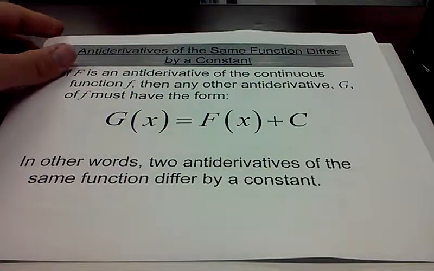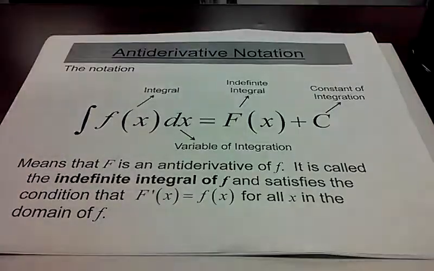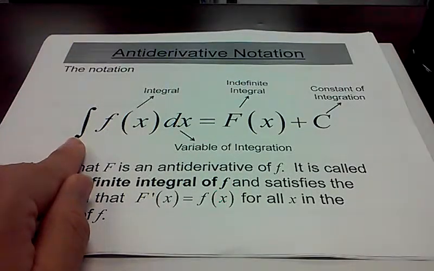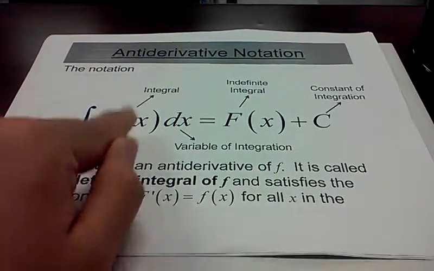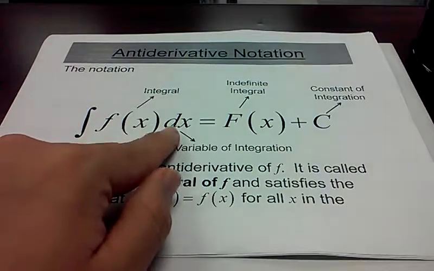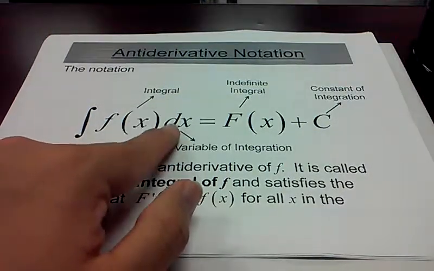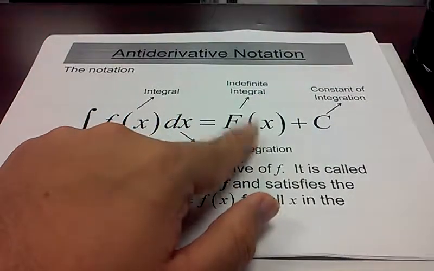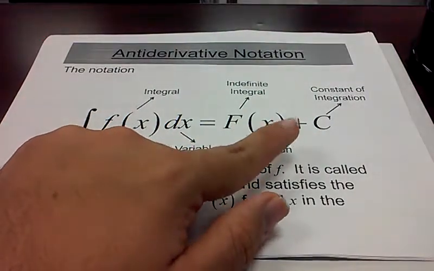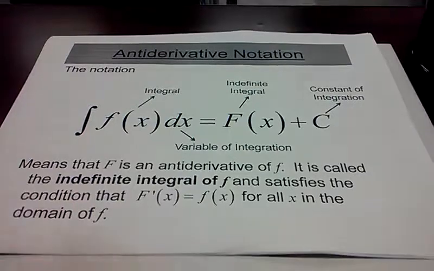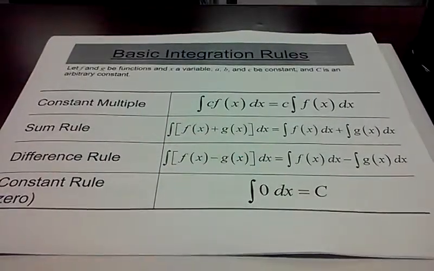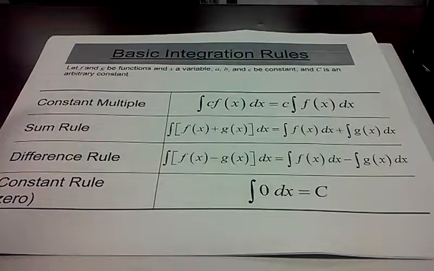All right, so the breakdown of the symbology is that this symbol stands for the integral. So the integral of the function f of x dx, with dx being the variable of integration, and make sure you include that dx, is equal to the indefinite integral plus C. Always make sure you have the plus C. That's very crucial. All right, there are some rules for your integration, basic integration rules.